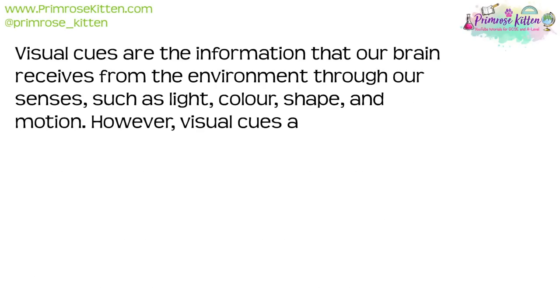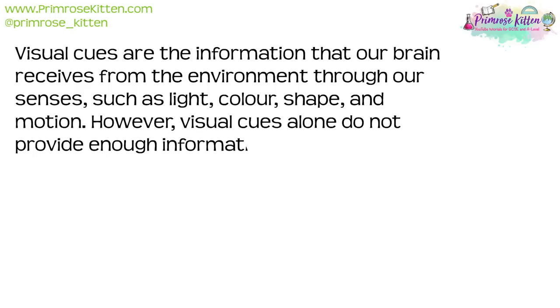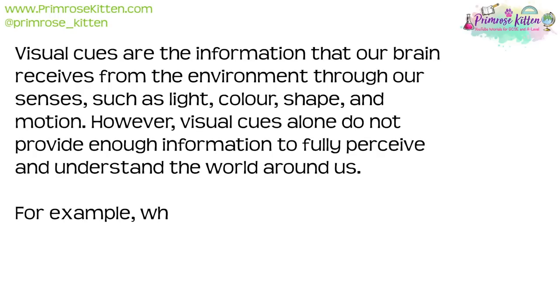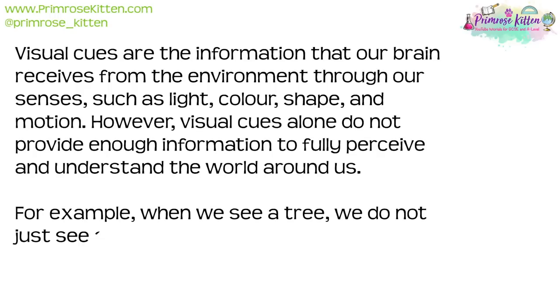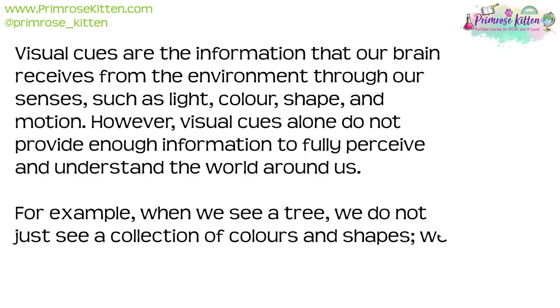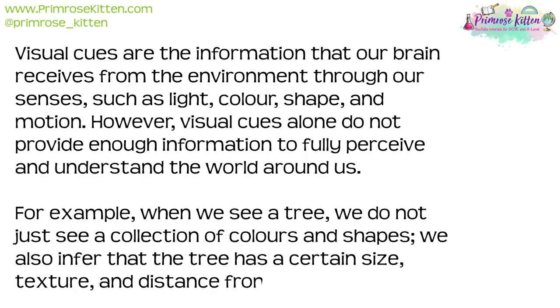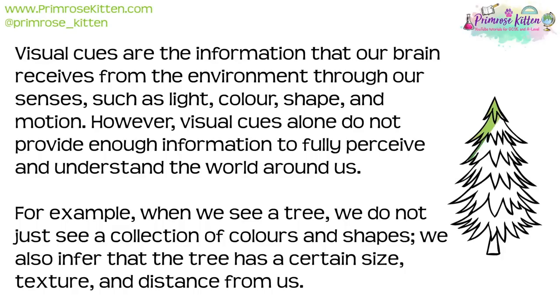Visual cues are the information that our brain receives from the environment through our senses, such as light, colour, shape, and motion. However, visual cues alone do not provide enough information to fully perceive and understand the world around us. For example, when we see a tree, we do not just see a collection of colours and shapes. We also infer that the tree has a certain size, texture, and distance from us.